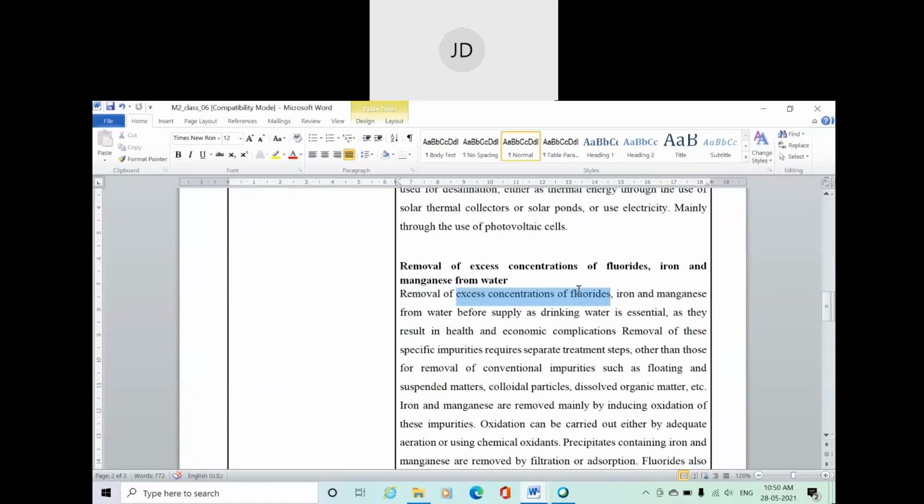So generally, you will also know that even in the area towards your downtown campus, the water contains fluorides. So somehow we have to reduce or minimize the concentration or amount of fluorides, iron or manganese which may be present in water. So removal of excess concentration of fluorides, iron, and manganese from water before supply as drinking water is essential as they result in health and economic complications.